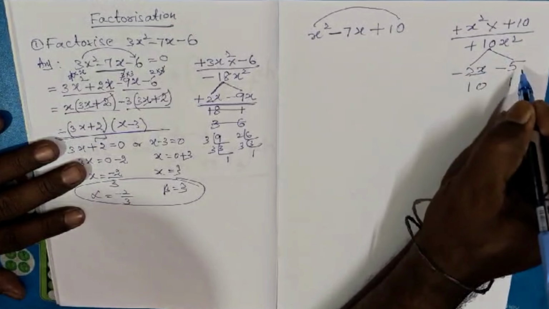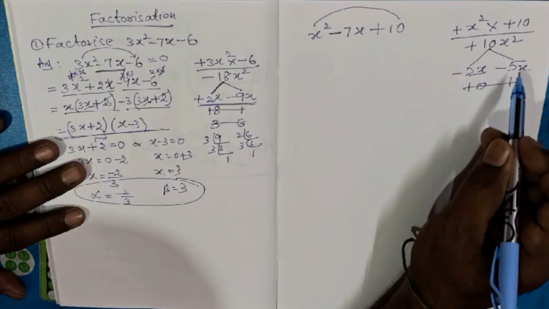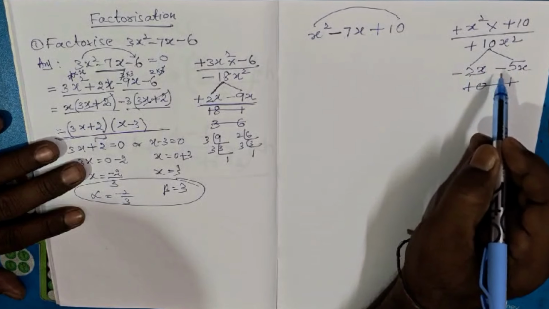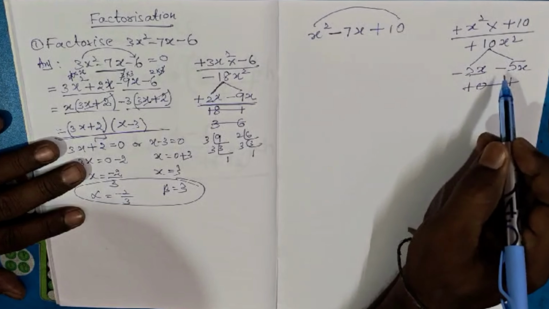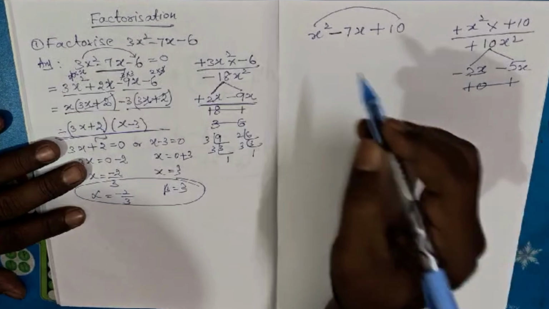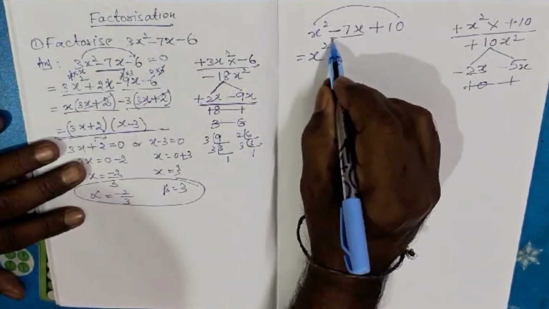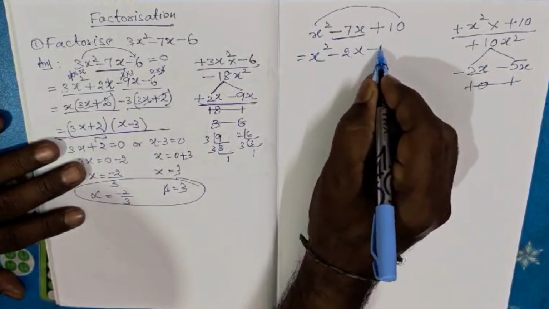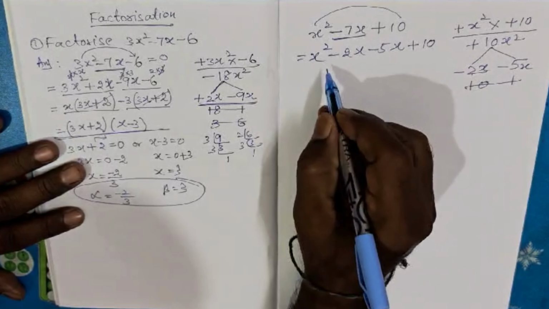And x square is x into x. Now this we don't want. Minus 2x minus 5x. Minus total. Most of the children will say minus into minus is plus. Into is not there. This is just addition. Minus total, minus 7x. So now x square, replace this by minus 2x minus 5x. We are splitting the middle term into 2. And plus 10 we are writing as it is.